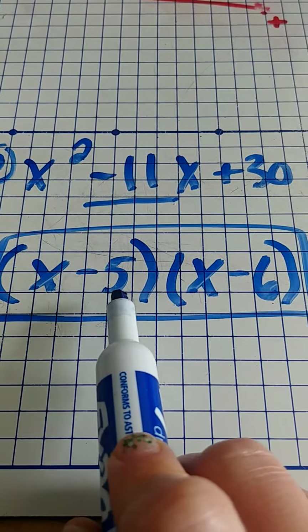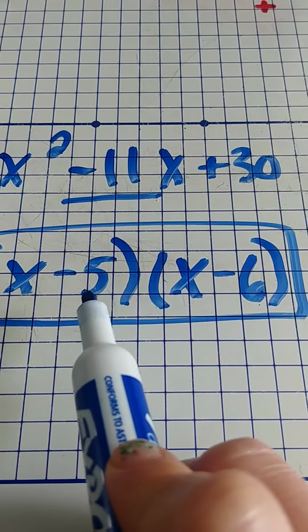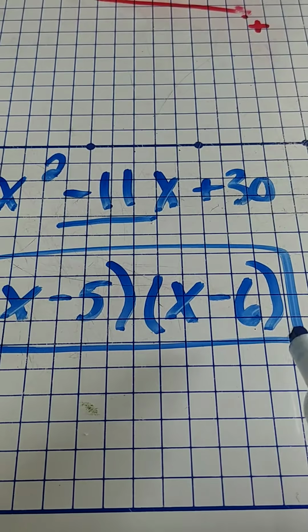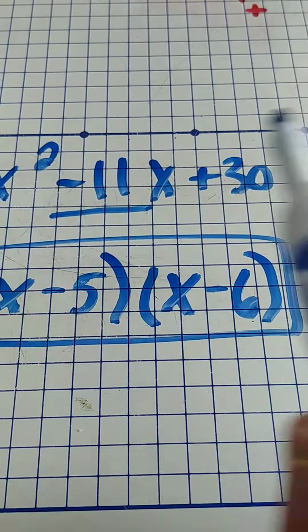I need to have a negative 5 and a negative 6 because negative 5 times negative 6 is positive 30, and negative 5 plus negative 6 is negative 11.